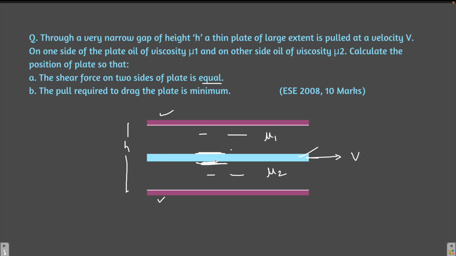Now the part 2 of the question is that we have to find out the position of the plate so that the pull required to drag the plate, that is the force which is required to pull the plate with a constant velocity, is minimum. So I hope the question is clear to you. Now let's start solving this question. Let's start with part 1 of the question.